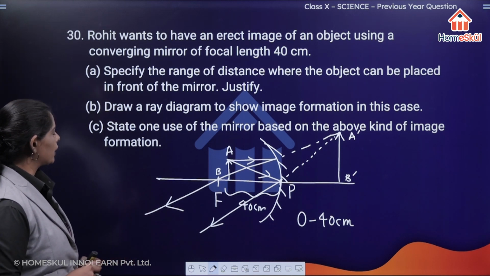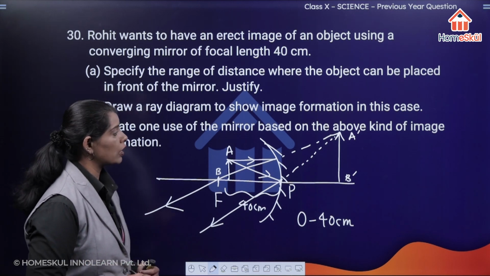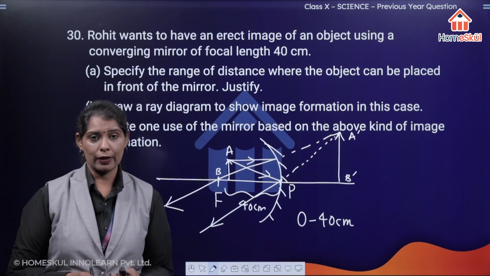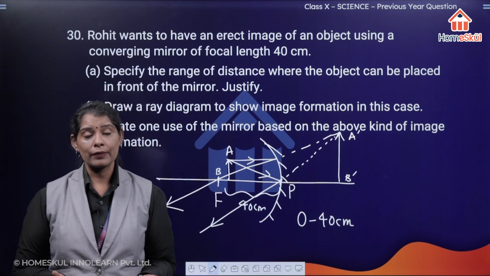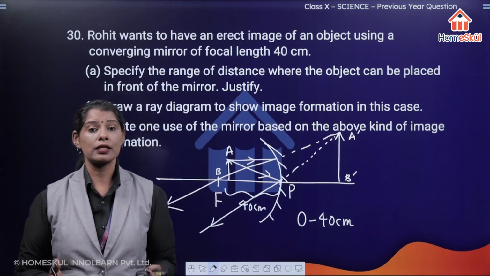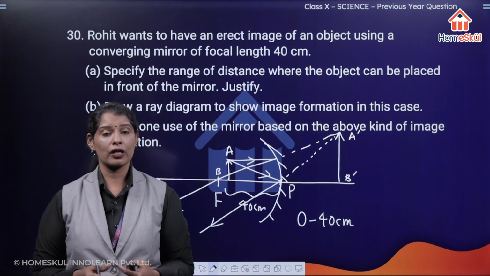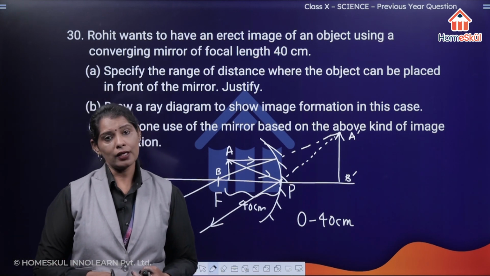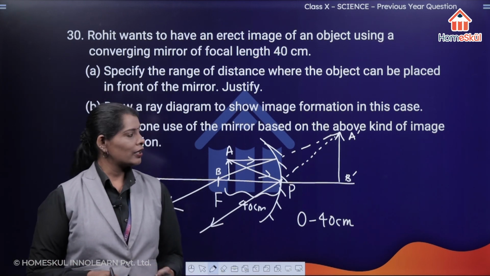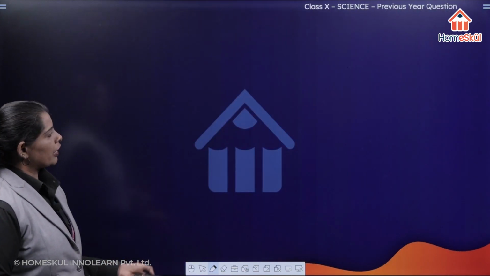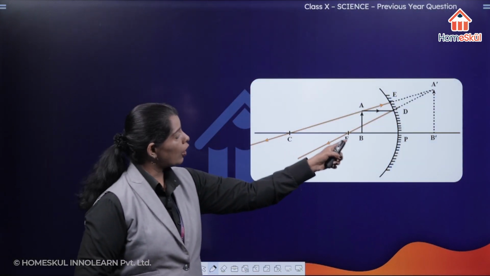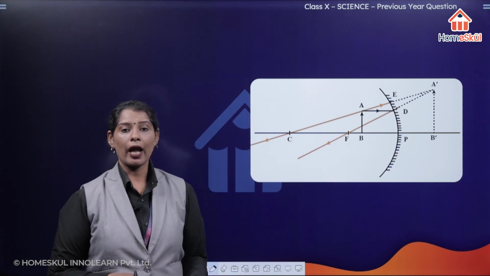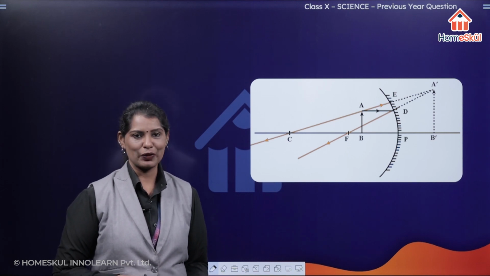Coming to the third statement, that is, state one use of the mirror based on the above kind of image formation. Okay, we have learned so many uses of the concave mirror. Concave mirror is used by the dentist. Then it is used as reflectors, concentrators, etc., headlights of the cars or the vehicles, etc. So we have to write one use. So it is used by the dentists. Okay, clear? So here we can see the diagram of the concave mirror wherein the object is placed between pole and focus and we have obtained an erect image. I hope the question is clear to you.